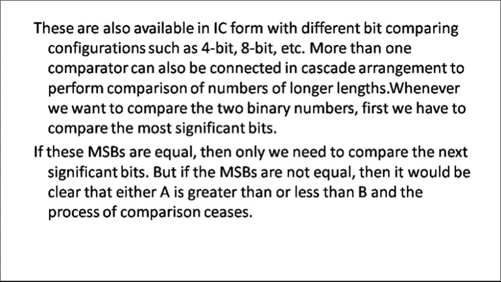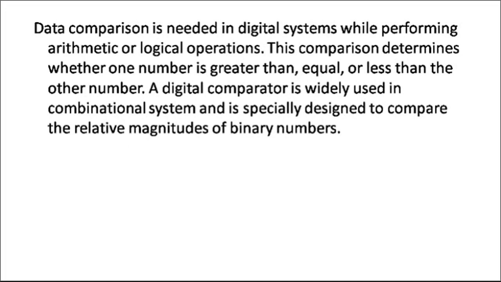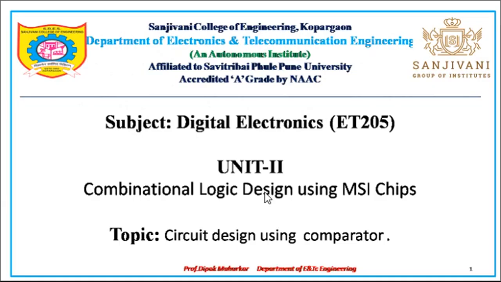Whenever we want to compare two binary numbers, first we have to compare the most significant bit. If the MSB bits are equal, then only we need to compare the next significant bit. But if the MSB bits are not equal, then it is clear whether A is greater than, equal to, or less than B, and the process of comparison ends.